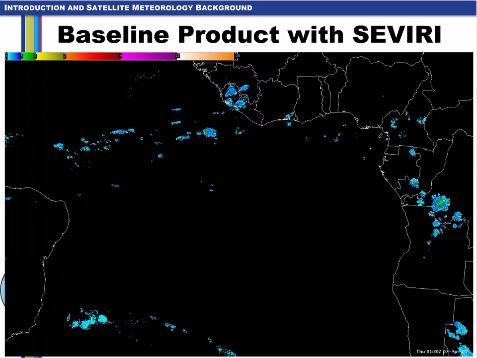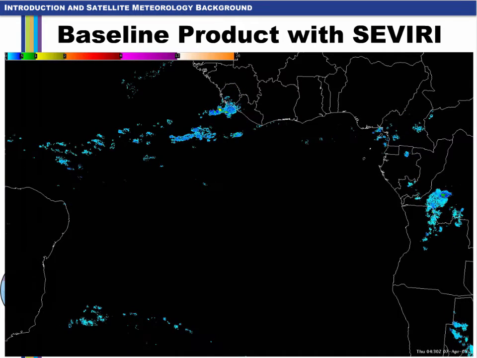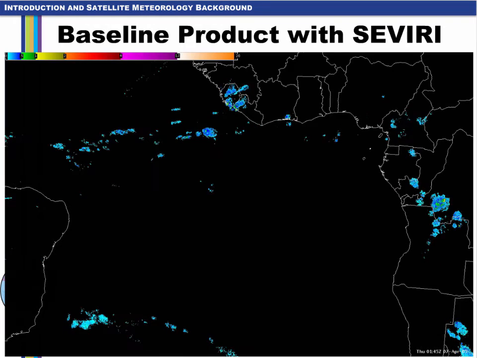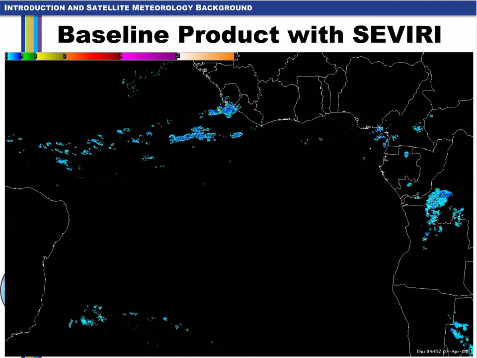Briefly look this over and consider what regions of precipitation you would have more confidence in versus regions that you may have less confidence.